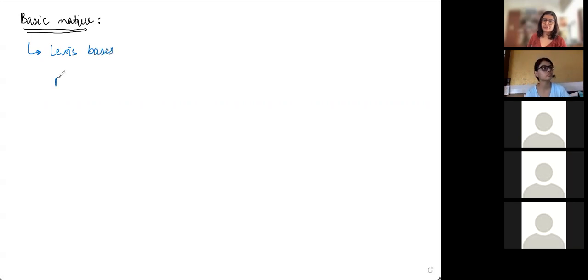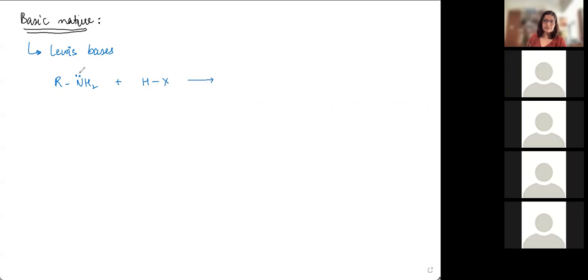So you have RNH2, which is an amine. So this lone pair of electrons, plus HX or whatever it may be, this is basically a reaction with the acid. So this lone pair of electrons attacks the H plus. So I have RNH3 plus and then X minus. This is the kind of salt that they form.